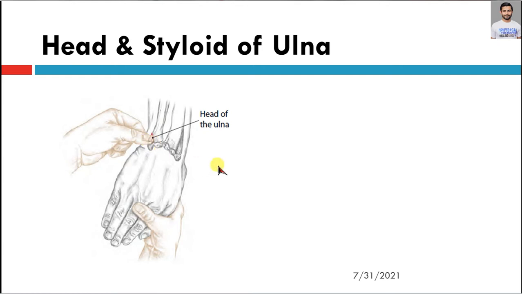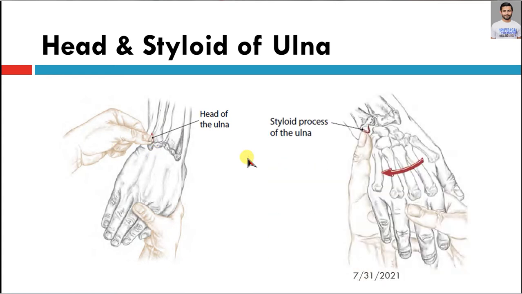What you can do is passively or actively move the hand into ulnar and radial deviation. When you move your hand into radial deviation, it gives more space to let you palpate the head of the ulna and the styloid process. So the alternating movement of radial and ulnar deviation can help you differentiate between the styloid process and the carpals.